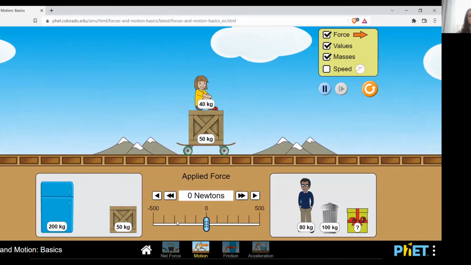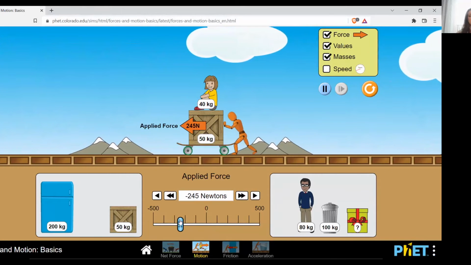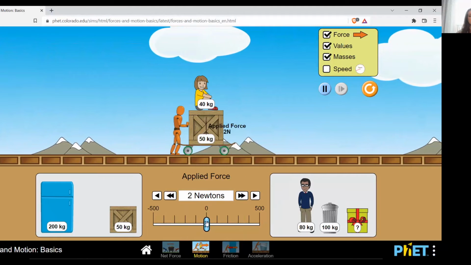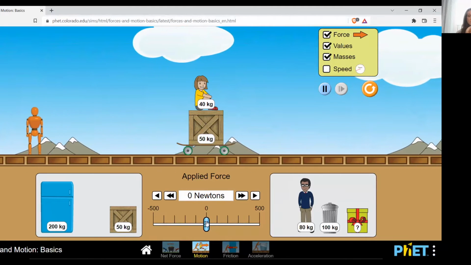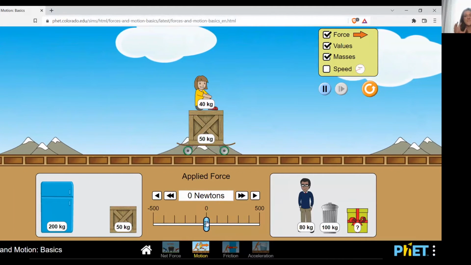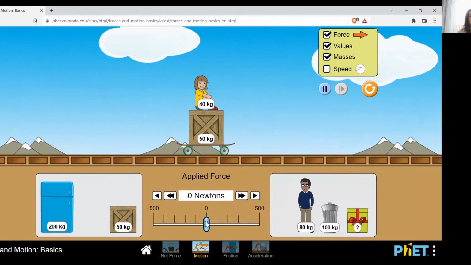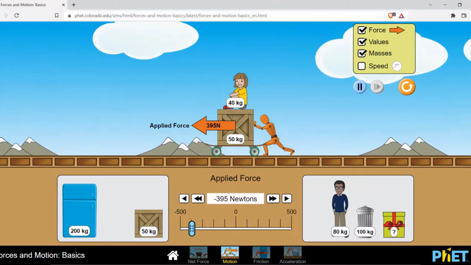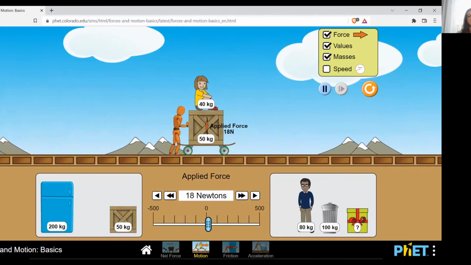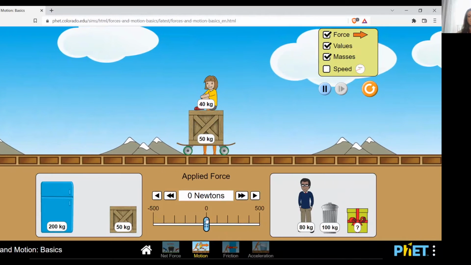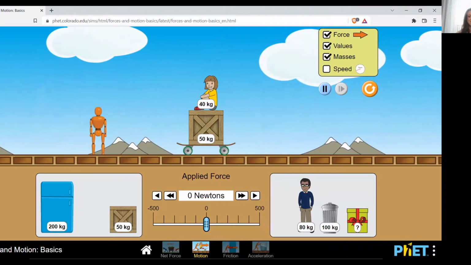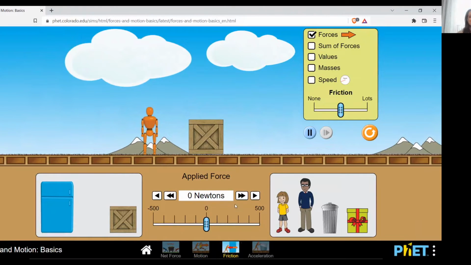Now we're going to apply a force in the opposite direction, but not a large force. So that means the object is still moving in the same direction, but we have slowed it down because we added the applied force. So as soon as we take the force away, what's happening? The object motion is slowing down. Well done.